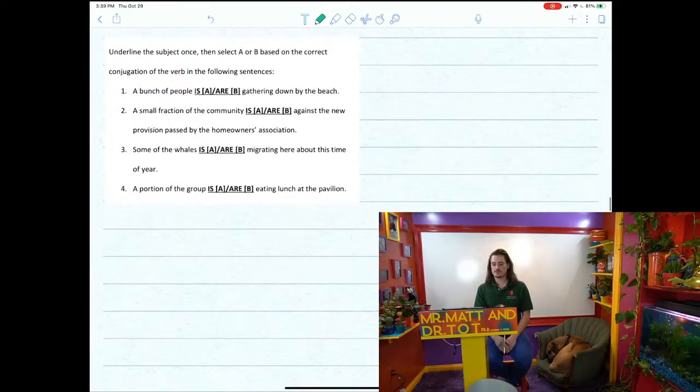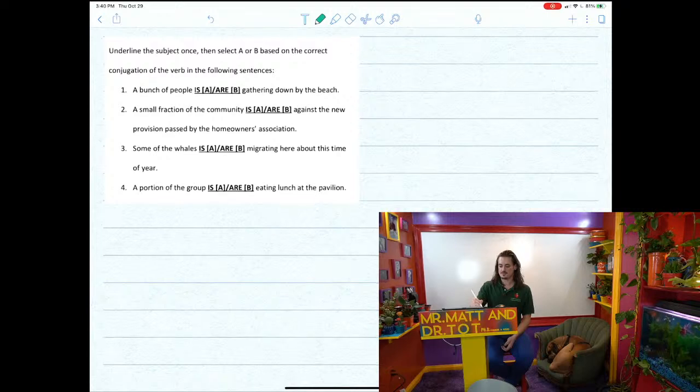I'm going to give you 3 minutes. I'd like you to underline the subject once, and then select A or B based on the correct conjugation of the verb in the following sentences. So I'll keep track of the time down here. You have 3 minutes.